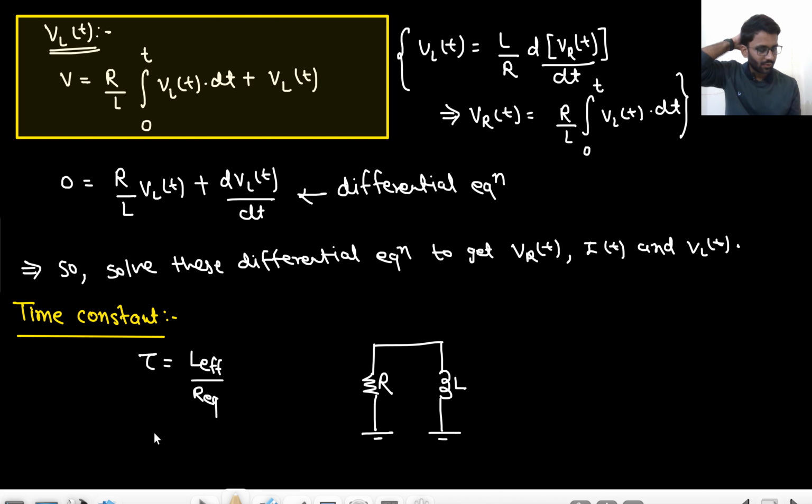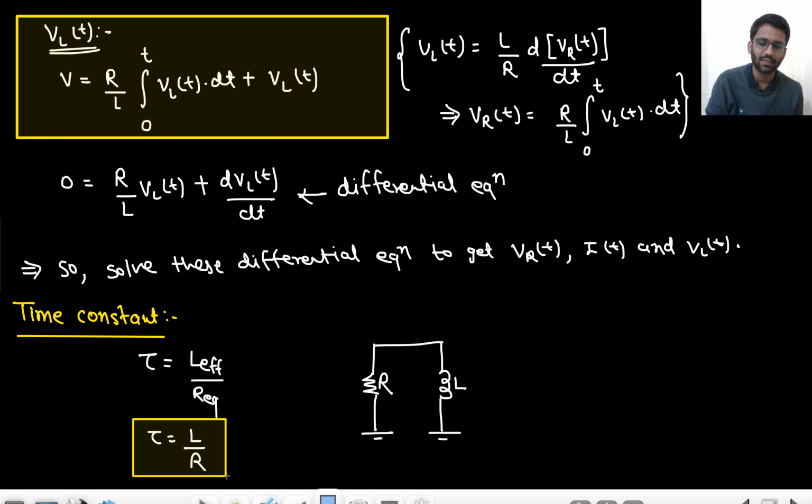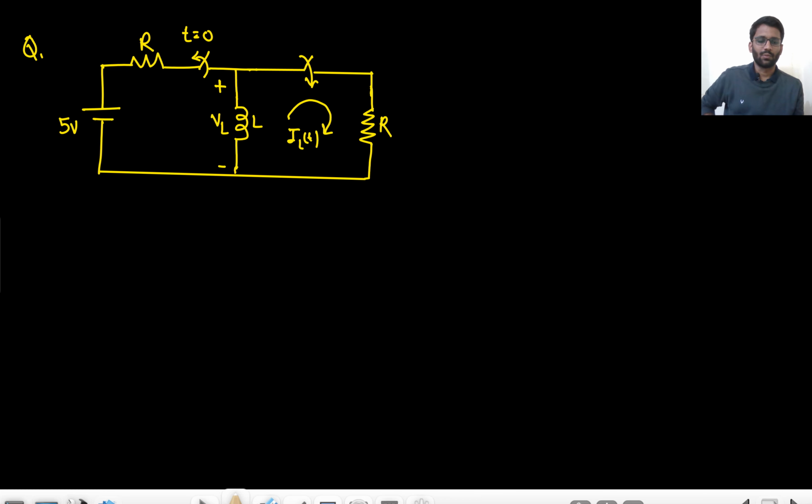Okay, so time constant would be, what is L effective? That is L. What is R effective? R equivalent, that is R. So time constant of the circuit is L by R. Okay, so now let's solve the circuit.